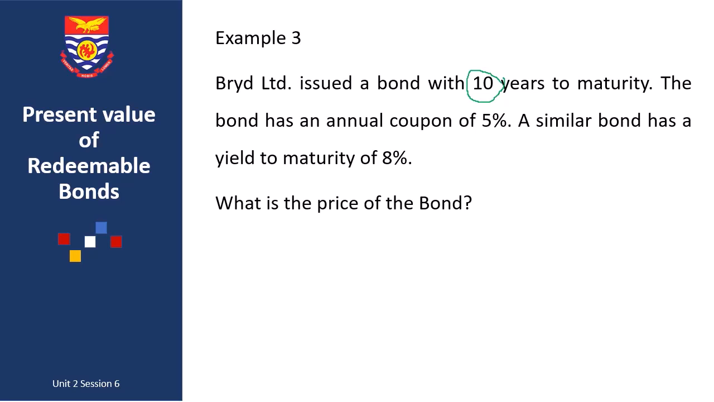Let's continue. The bond has an annual coupon rate of 5%. And a similar bond has a yield to maturity of what? 8%. So this is the yield to maturity that we are going to use on a similar bond. So what is the price of the bond?